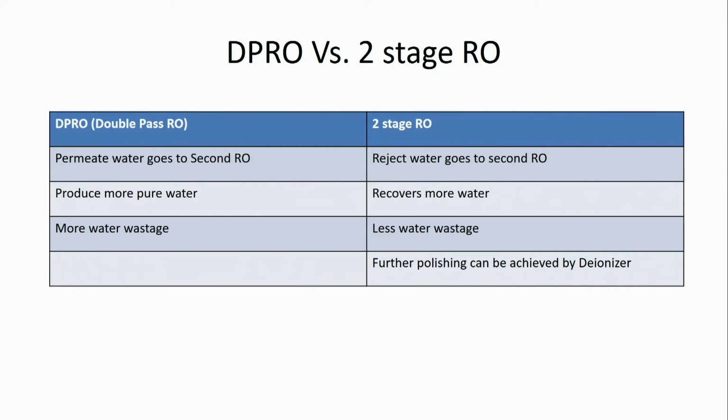As you can see, the raw water will be filtered. Some 50% of water will come as permeate. This 50% will go to another RO, and again 50% will be removed or rejected. So you will get only 25% of the water output. But in two-stage RO, the reject water goes to a second RO, and this reject water is again filtered, and out of that permeate water is recovered. So there is less water wastage. And the further polishing, that is, more purification that we need, can be achieved by introducing a deionizer in the system.